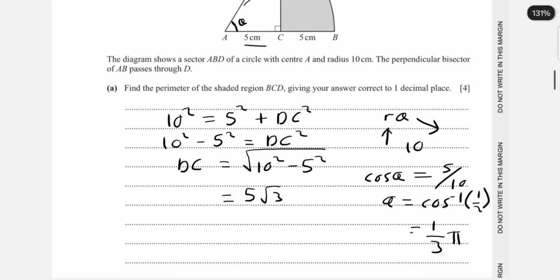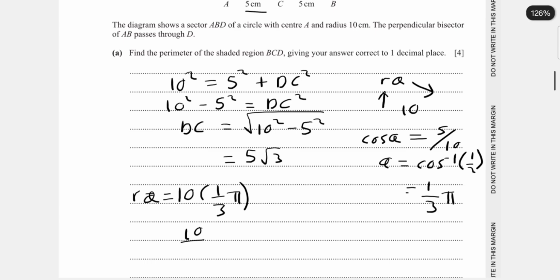Now with that we're going to say r theta, r is 10, so it's 10 times a third pi, which is just 10 over 3 pi centimeters.